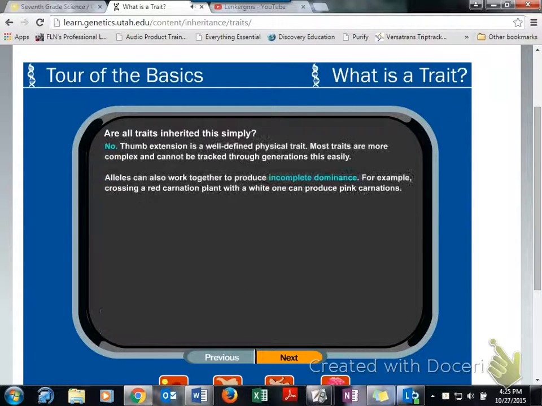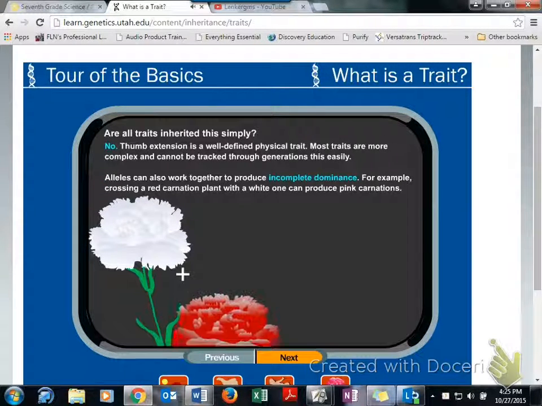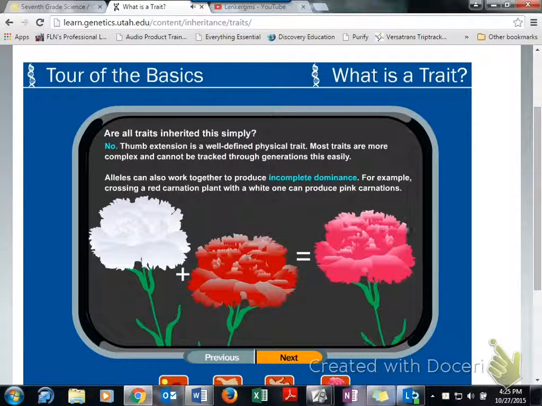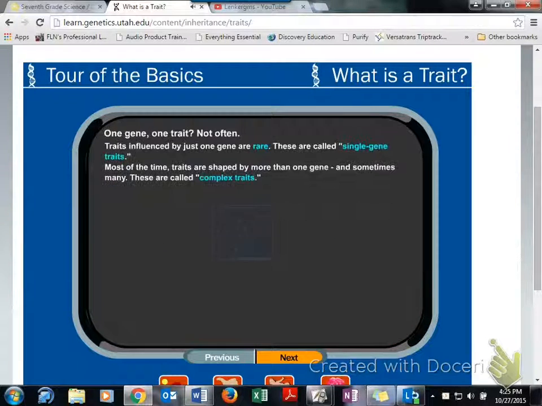Are all traits inherited this simply? No. Thumb extension is a well-defined physical trait. Most traits are more complex and cannot be tracked through generations this easily. Alleles can also work together to produce incomplete dominance. For example, crossing a red carnation plant with a white one can produce pink carnations.